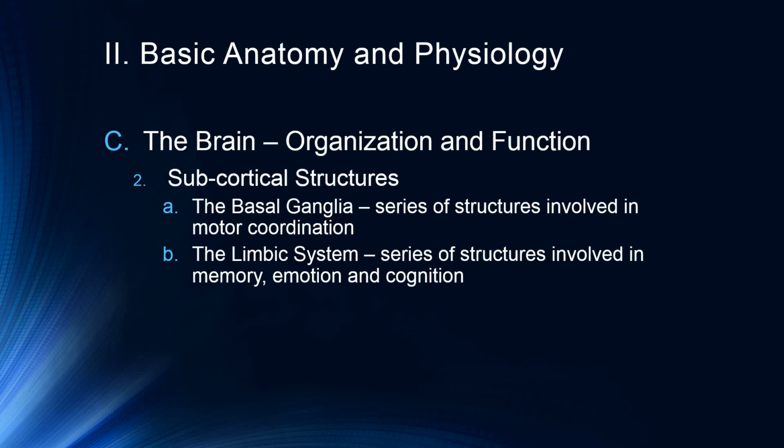There are some subcortical structures that I do want to talk about briefly. The basal ganglia. These are a series of structures that are involved in motor coordination and implicit memory. We're going to talk a little bit about those again later on in the term, so keep that in mind. The limbic system is something we'll talk quite a bit about. This is a series of structures that are involved in memory, emotion, and cognition. And so we're going to talk in more detail next about the specific structures in the limbic system and how they function.